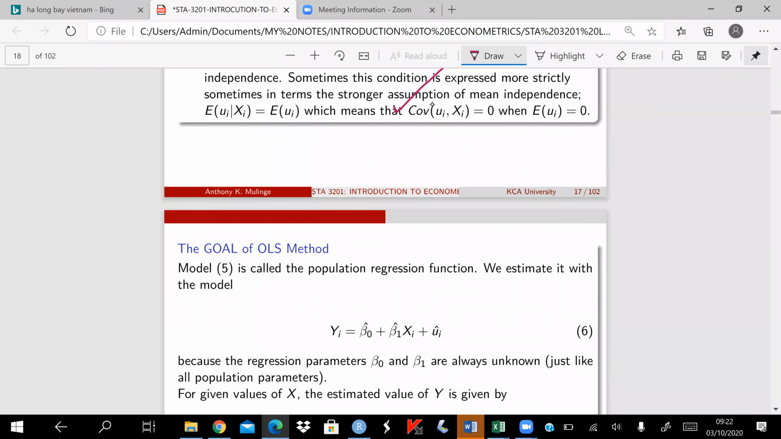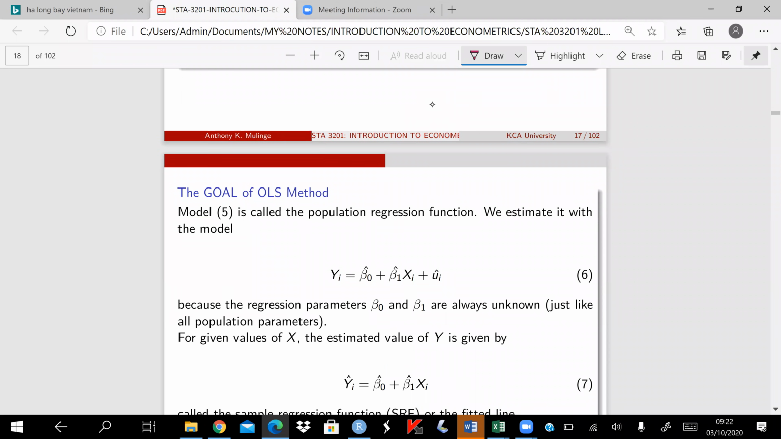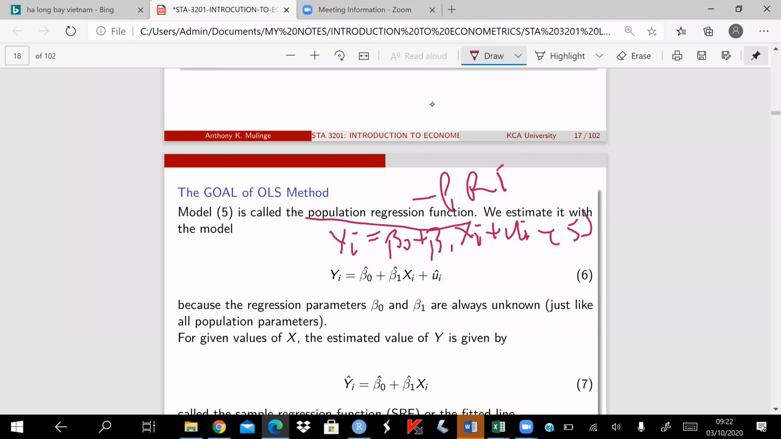Now, as I mentioned a little bit earlier, the goal of the OLS method is to minimize the sum of squares due to the errors. So let's consider model 5. Model 5 is called the population regression function, defined a little bit earlier, and it looks like this: yi is equal to beta naught plus beta 1 xi plus ui. That's what we are calling the population regression function.